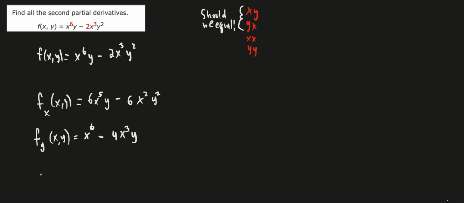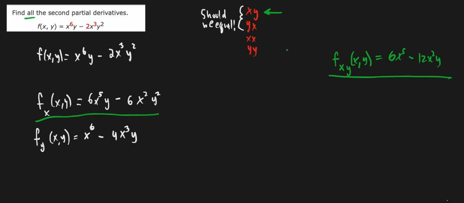That's pretty much it. Now let's continue on and let's find f sub x y of x y. That is taking this with respect to y. That's going to be 6x to the fifth minus 6x squared times 2y, which is of course 12x squared y. So that's our first one. We want to find all of them. That satisfies that right there.